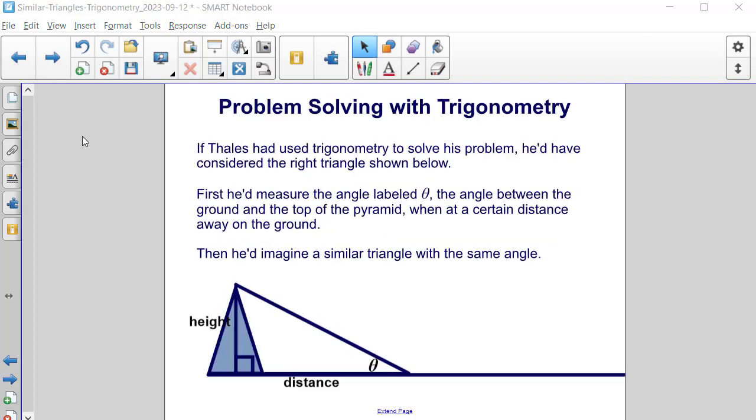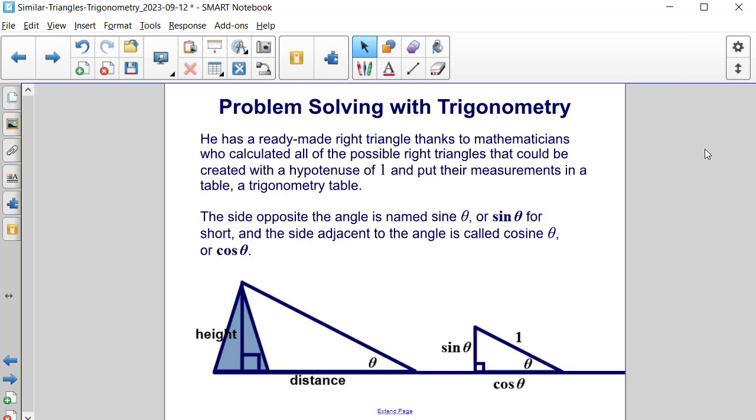If Thales had used trigonometry to solve his problem, he'd have considered the right triangle shown below. First, he'd measure the angle labeled theta, which is the angle between the ground and the top of the pyramid when at a certain distance away on the ground. And then he'd imagine a similar triangle with the same angle.